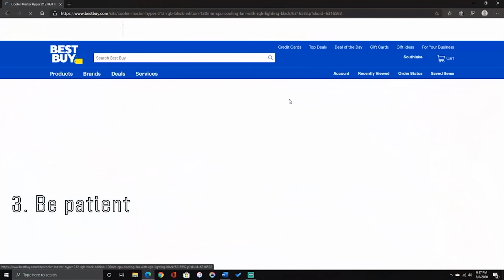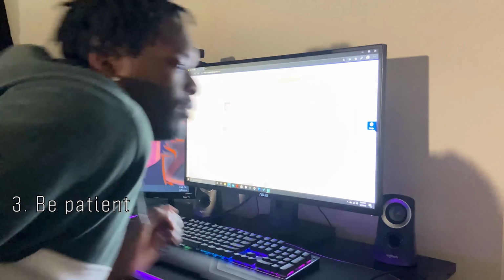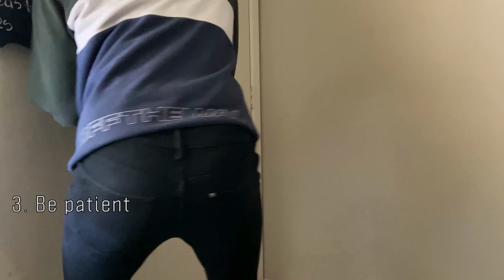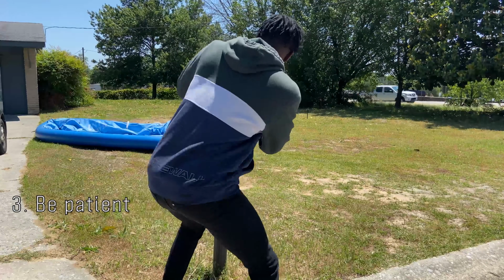Another one that's more specific to the current situation that's going on right now, COVID-19, is being patient. There's a delay in all shipping, well, for the most part, most shipping when you're ordering your parts. You want to have a little bit of patience when it comes to that. So, be patient. Patience is key. It's a virtue. Don't forget it.